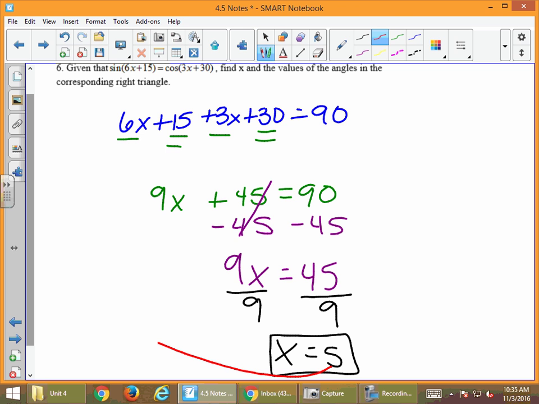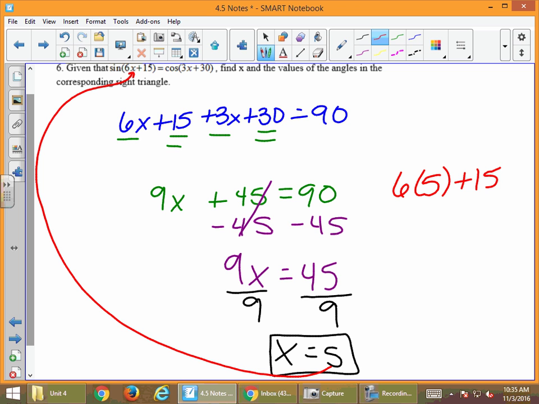So we're going to take 5, plug it into that first one. We're going to say 6 times 5 plus 15. We're not trying to find the sine of the angle. We're just trying to find the angle. So you just ignore whatever's there and plug in x. And what's 6 times 5 plus 15? 45. So you just found one of the small angles in your triangle.